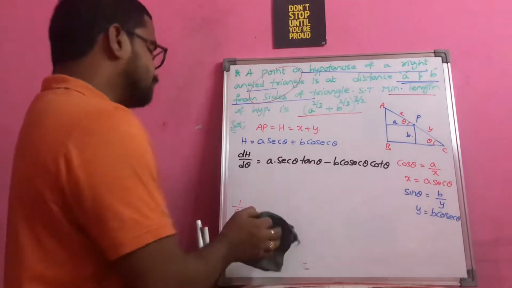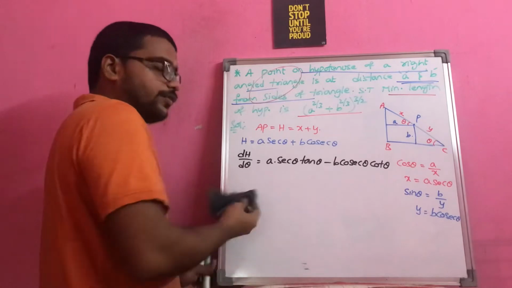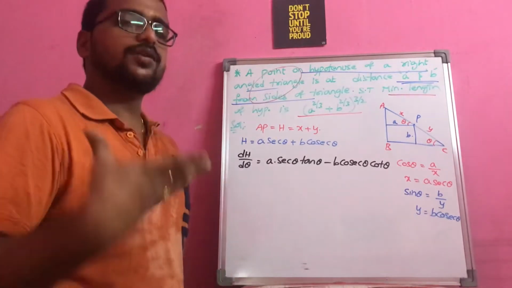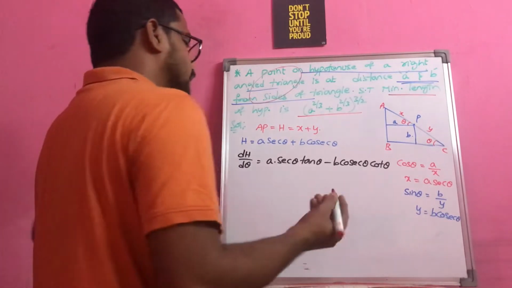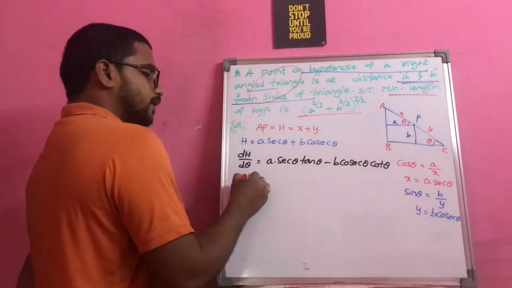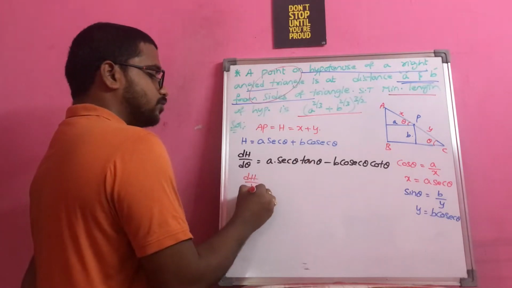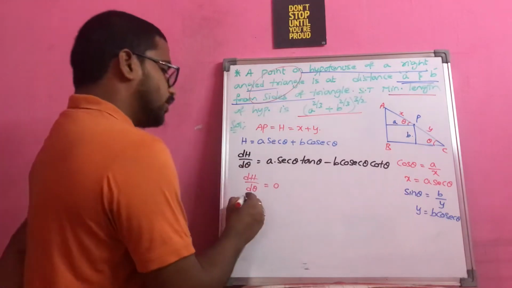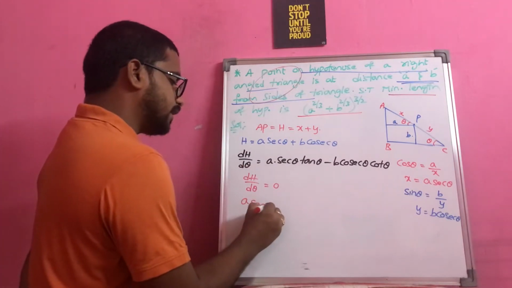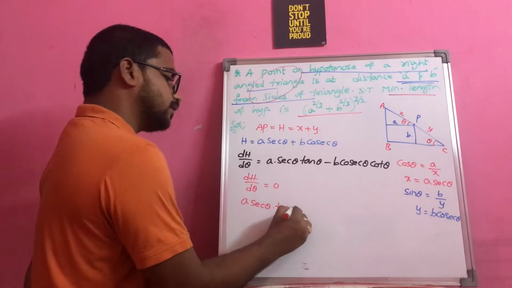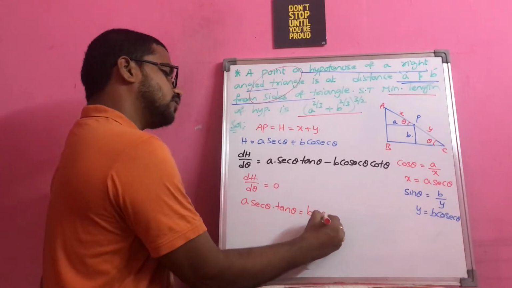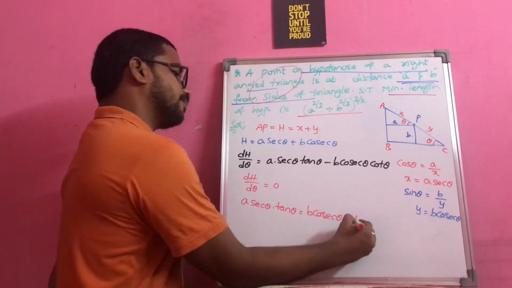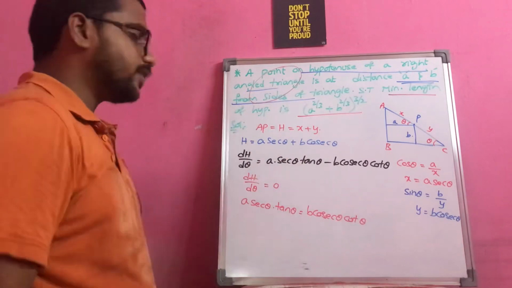Now you see, whenever we forget the formulas, we just have to derive them. That's it, simple as that. So now we will equate dh by d theta to 0, right? So let us simplify this further. You will get a secant theta into tan theta is equal to b cosecant theta cot theta. Okay. So simplify this further.